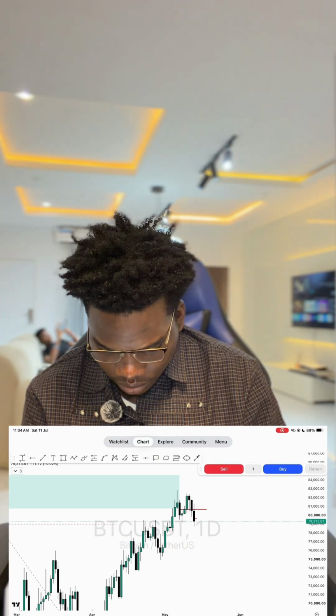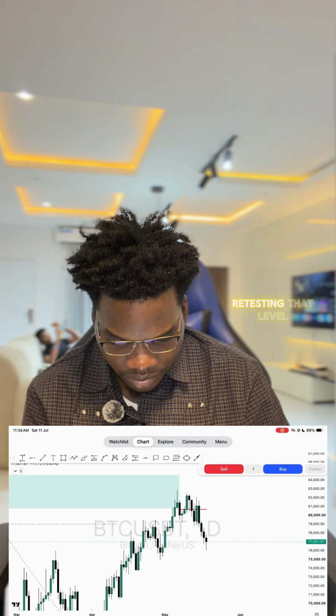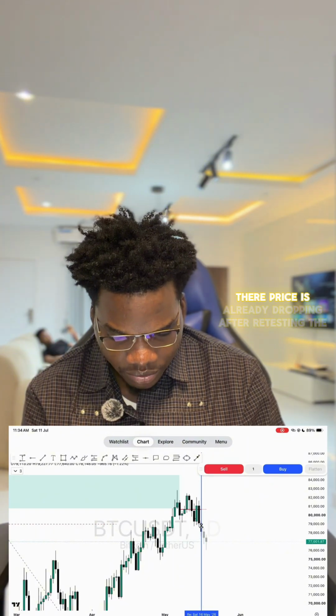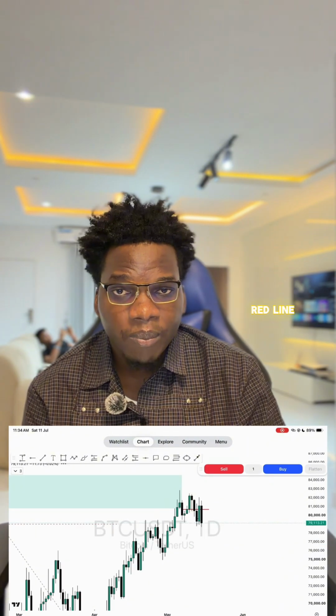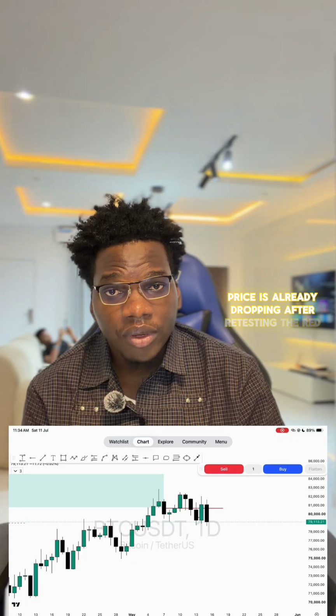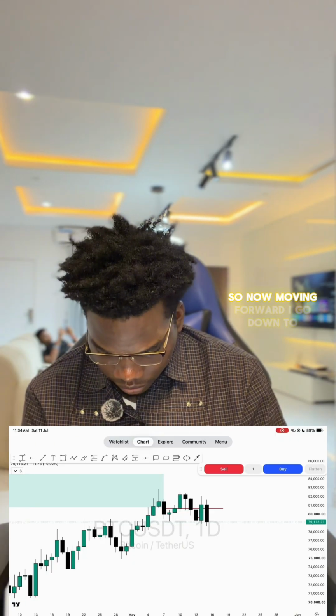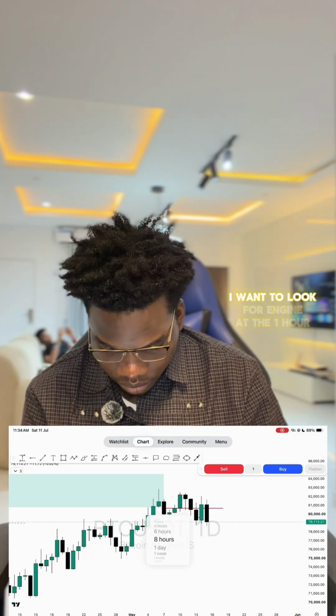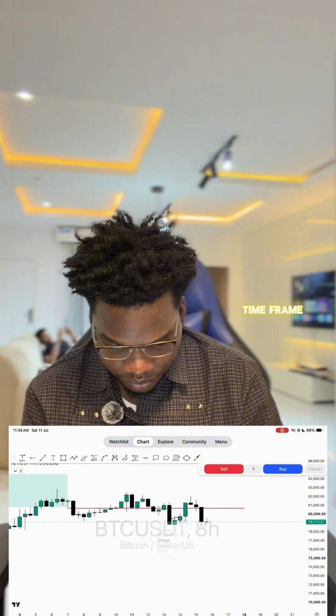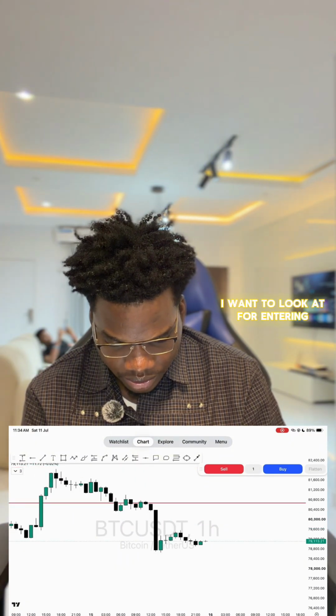Then you can see the price is already dropping after retesting that level there. Price is already dropping after retesting the red line. So now moving forward, I go down to the 1 hour time frame. I want to look for entering at the 1 hour time frame.